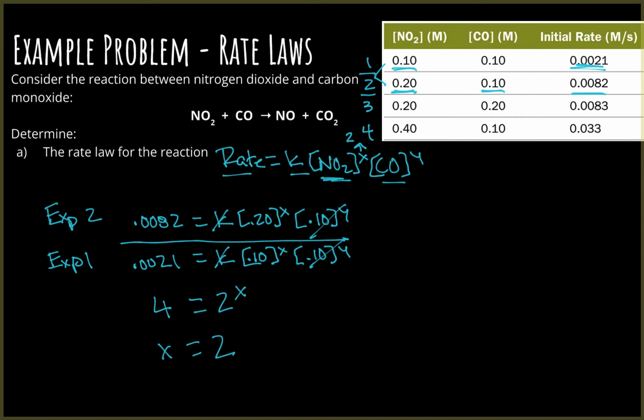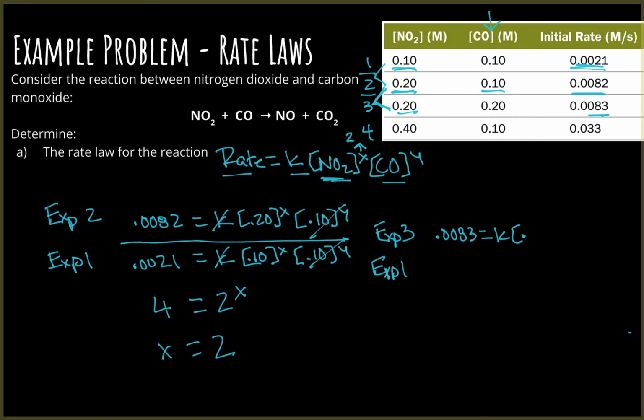Okay, I'm going to do the same thing for the CO. This time I'm going to pick experiment 3 and experiment 1, and I'm going to put experiment 3 on top because it has a bigger number. So experiment 3 over experiment 1. The rate, 0.0083, equals K. The value for NO2 this time, and again, I'm picking those two because one of the two substances canceled out. This time I'm trying to find CO, so that's why I picked those two particular experiments.